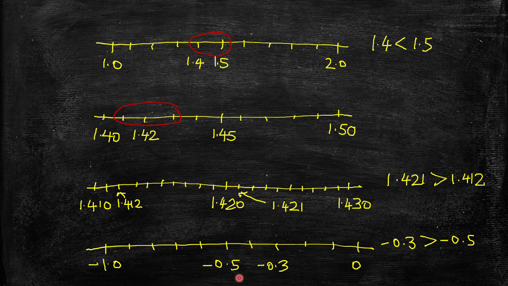So that's some tips on representing decimal numbers using a number line, and that can be helpful in helping you compare decimal numbers, thinking about where they are on the number line.